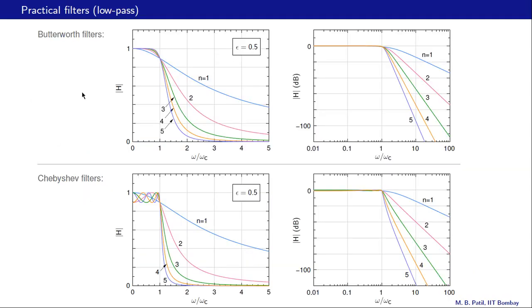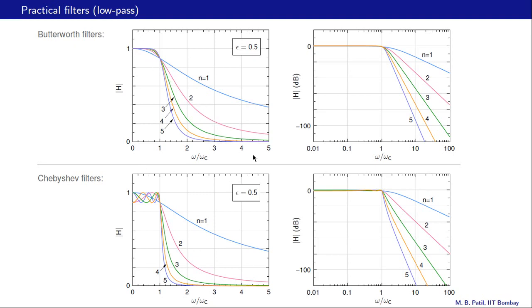Here are some examples of Butterworth filters and Chebyshev filters. In the plots on the left, these two, we plot mod H on a linear scale versus omega also on a linear scale, and this omega is normalized with respect to the cutoff frequency omega C. What is the major difference between these two plots? We see that there is a ripple here in the Chebyshev filters, whereas in Butterworth filters there is no ripple here in the passband.